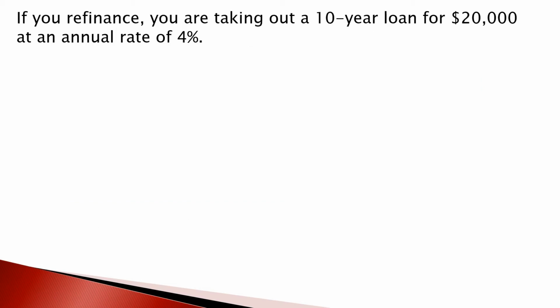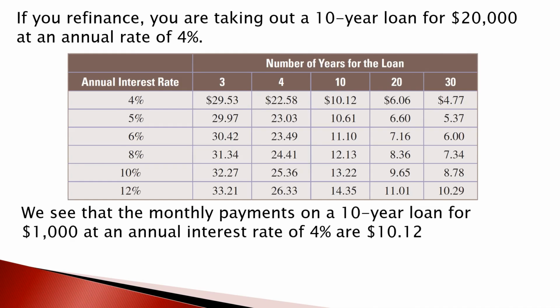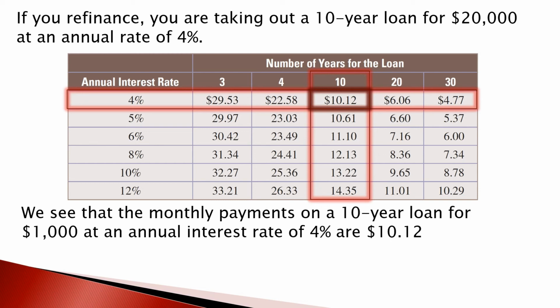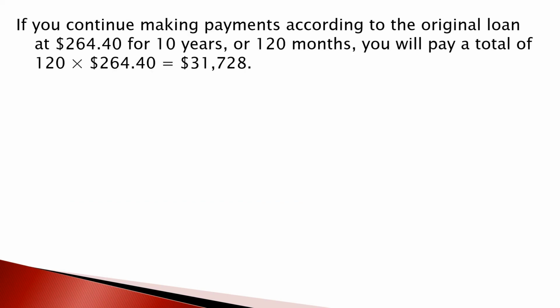Now, if we refinance, you're taking out a 10-year loan for $20,000 at an annual interest rate of 4%. Let's use the same table. At the intersection of the column that corresponds to a 10-year loan and the row that corresponds to a 4% annual interest rate, you see $10.12. Since you're going to borrow $20,000, you need to multiply 10.12 by 20. So if your interest rate is 4%, not 10, your monthly payment will be $202.40.